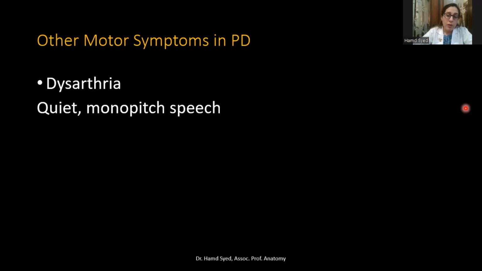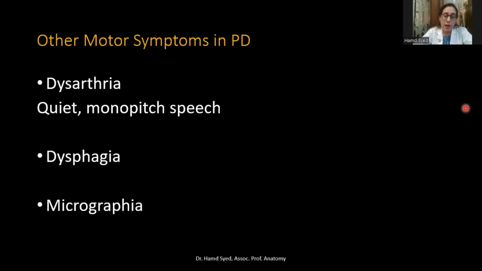And there are some other signs and symptoms like dysarthria. The speech of the patient becomes monotonous and monopitched. There is difficulty in eating and swallowing, and the handwriting is smaller in size than normal, and this is micrographia, another typical sign of the Parkinson's disease.